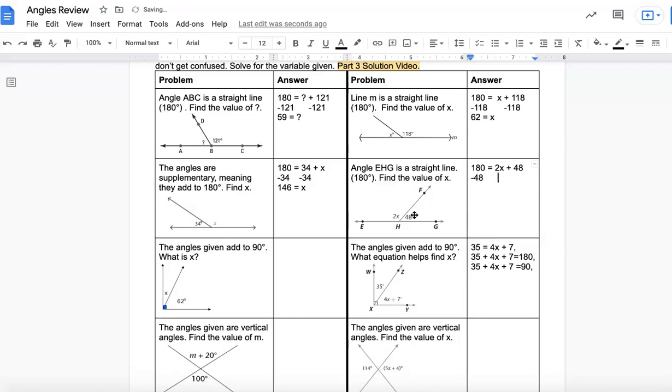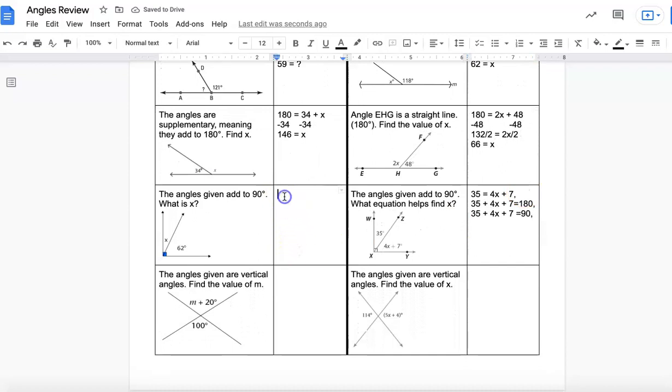I'm going to go ahead and solve the two-step equation here. Subtract 48 first. 180 minus 48 is 132 equals 2x. That's all that's left on the other side. Divide both sides by 2. And you'll get 66 equals X. We're going to keep going.